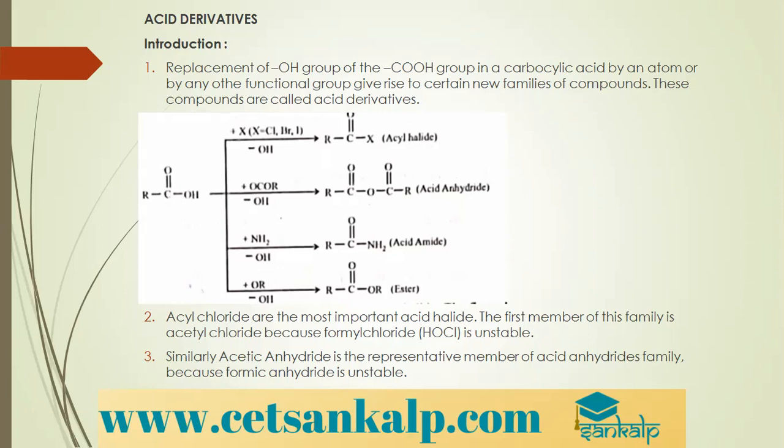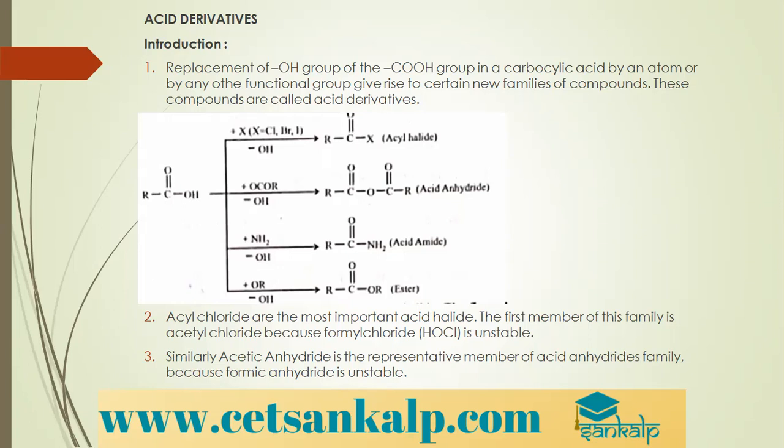Yes, so acyl chlorides are the most important acid halides. The first member of this family is acetyl chloride, CH3COCl, and we will be using this frequently. We never say the first member is formyl chloride, HCOCl, because it is very unstable. Similarly, acetic anhydride is a representative member of the acid anhydrides family. Formic anhydride is unstable. Please do remember. The first two members of the acid amide family are formamide and acetamide. So in amides, we have formamide and acetamide.